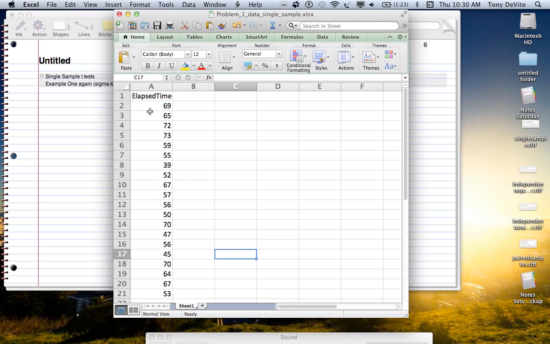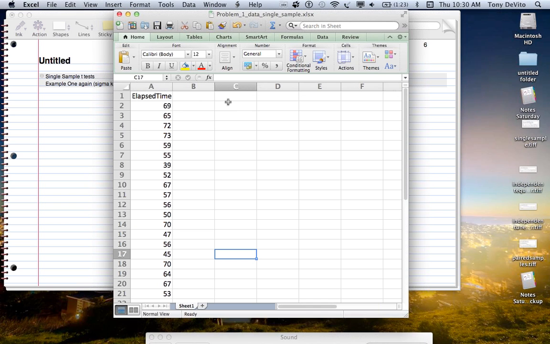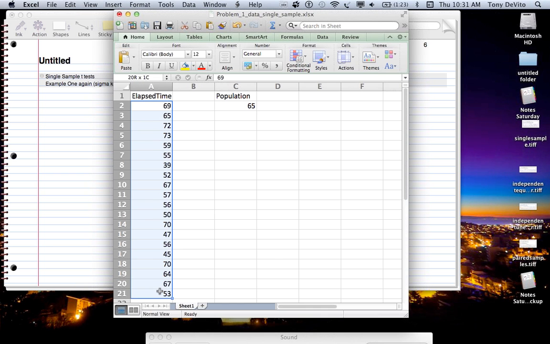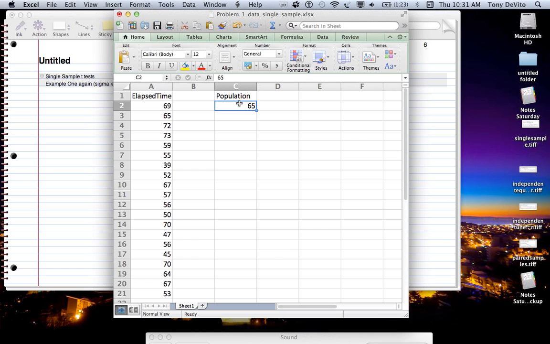In this case, we're going to compare this to a known population where it's known that the average is 65. So at this point, we have a single sample. We don't know what the average for this population in column A is. We do know what the average for the other population in column C is. It's 65. That's given to us.